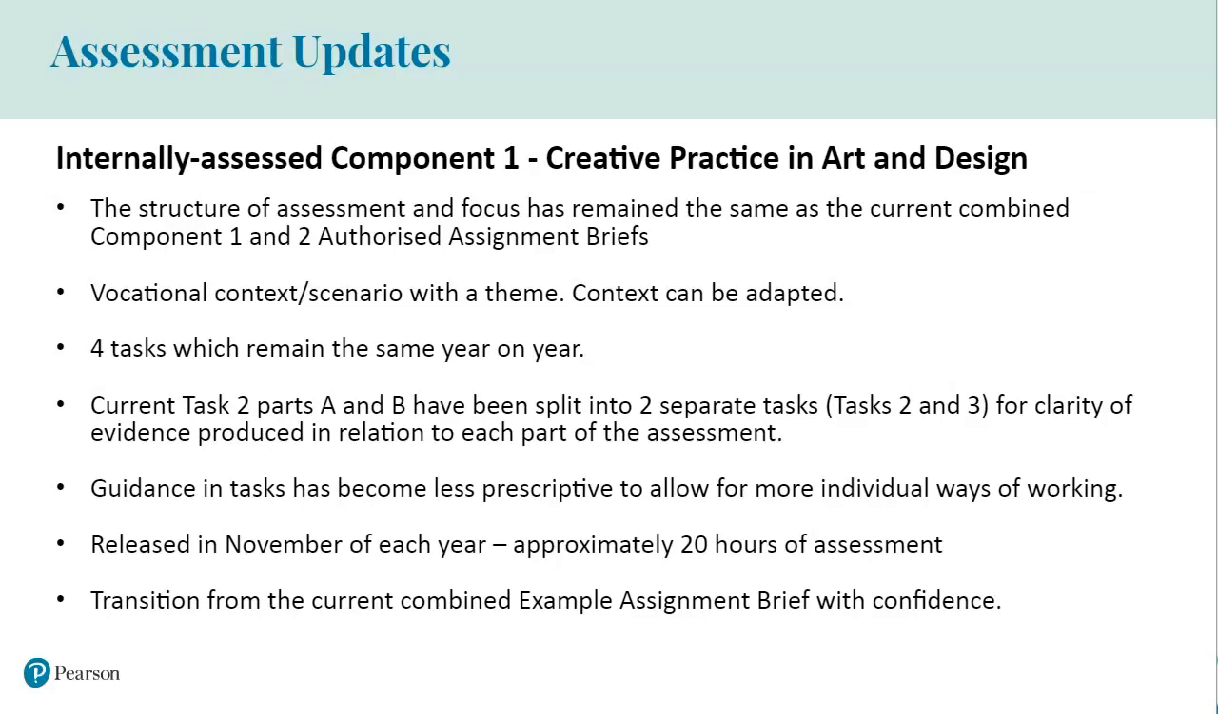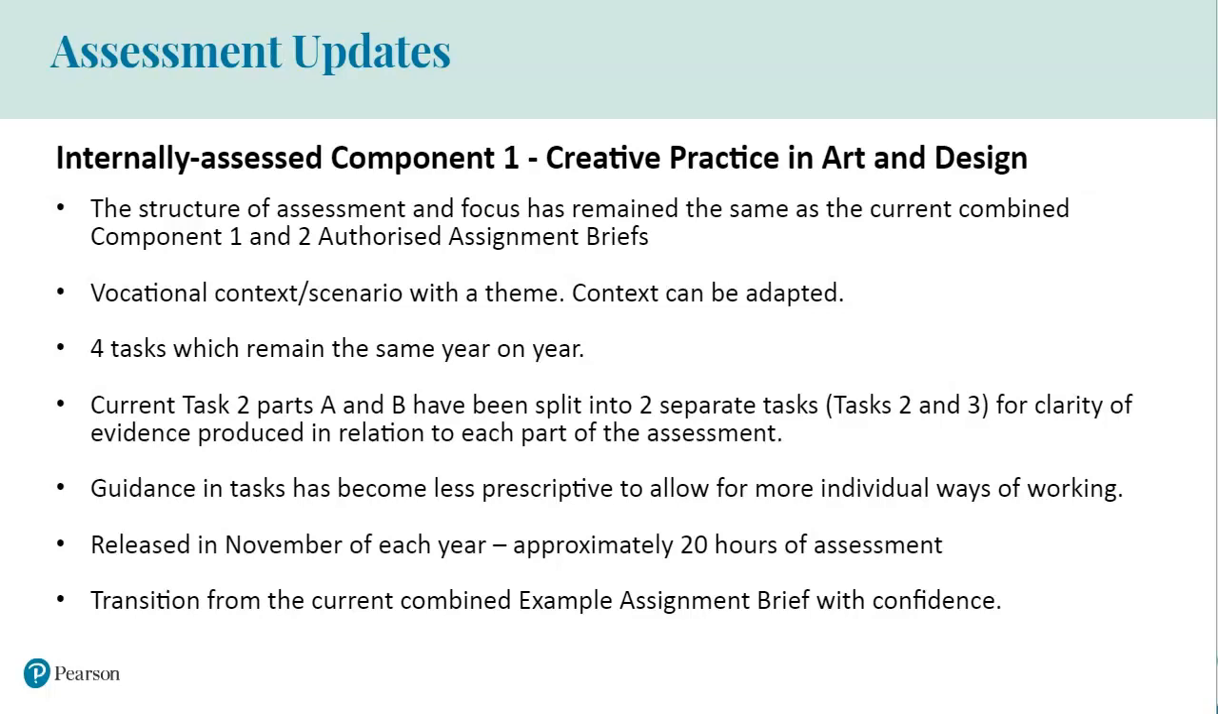The assignment is broken into 4 tasks, which will help your learners produce relevant evidence for assessment. The tasks and related mark schemes remain the same each year, and only the theme and vocational context changes. In addition, based on your feedback, and to make the assessment more straightforward for learners, the current Task 2, which includes Part A and Part B, has been split into 2 separate tasks, Tasks 2 and 3. This will help them to better evidence work in relation to each part of the assessment and make each part easier for you to mark.